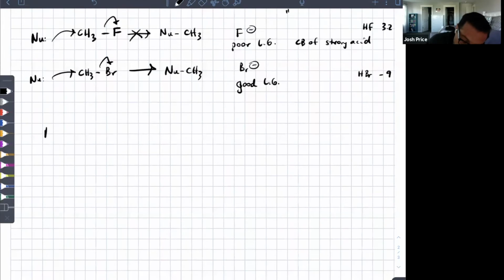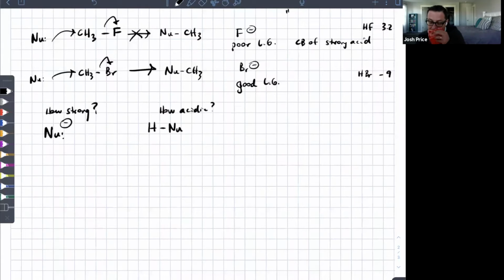So if we want to know how strong a nucleophile is, that's the same question as asking if we have the conjugate acid of that nucleophile, how acidic is that group? Okay. The challenge here is that there's more than one way to be a good nucleophile.